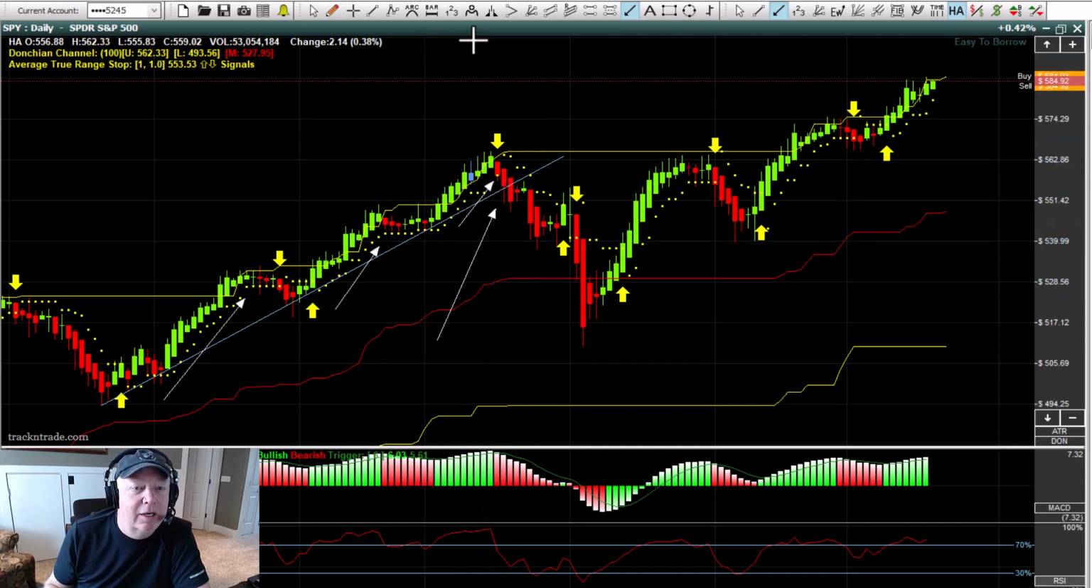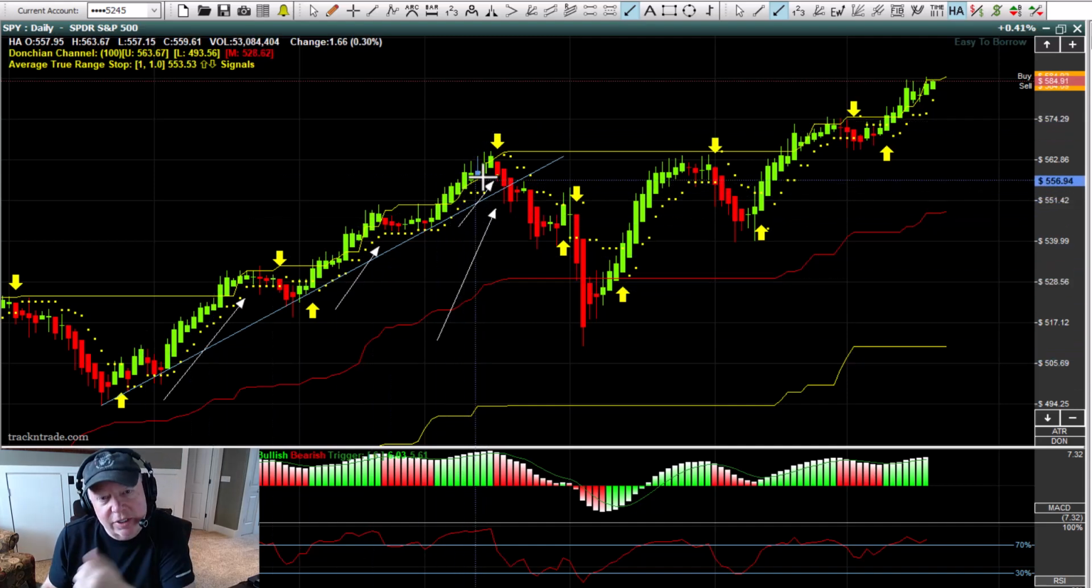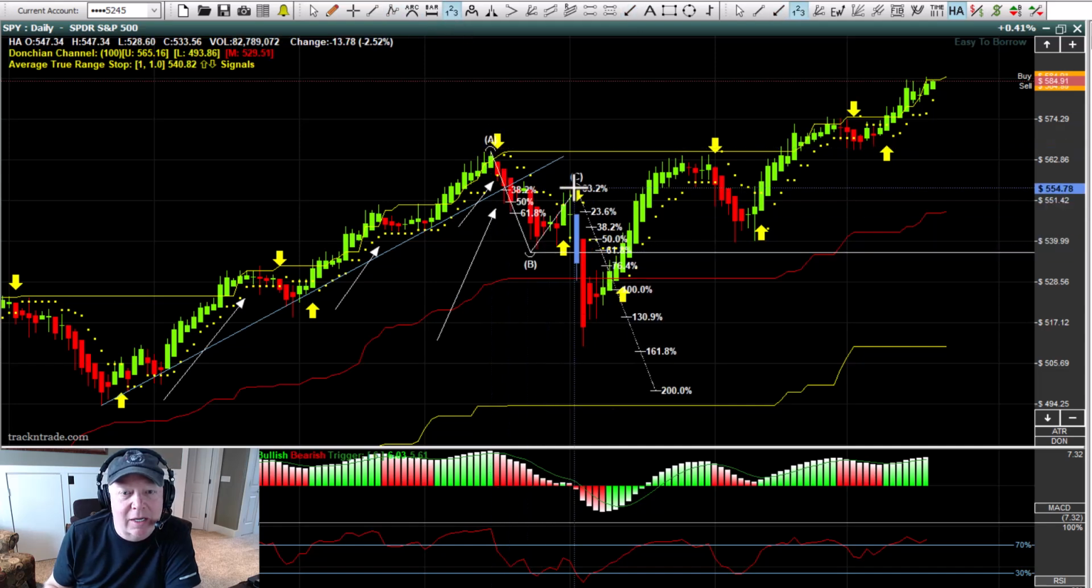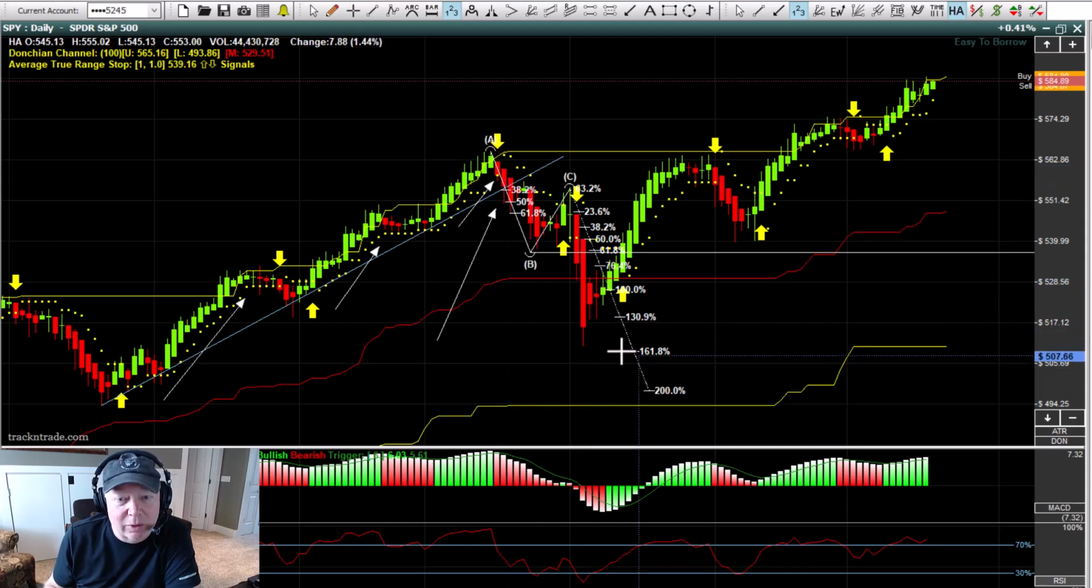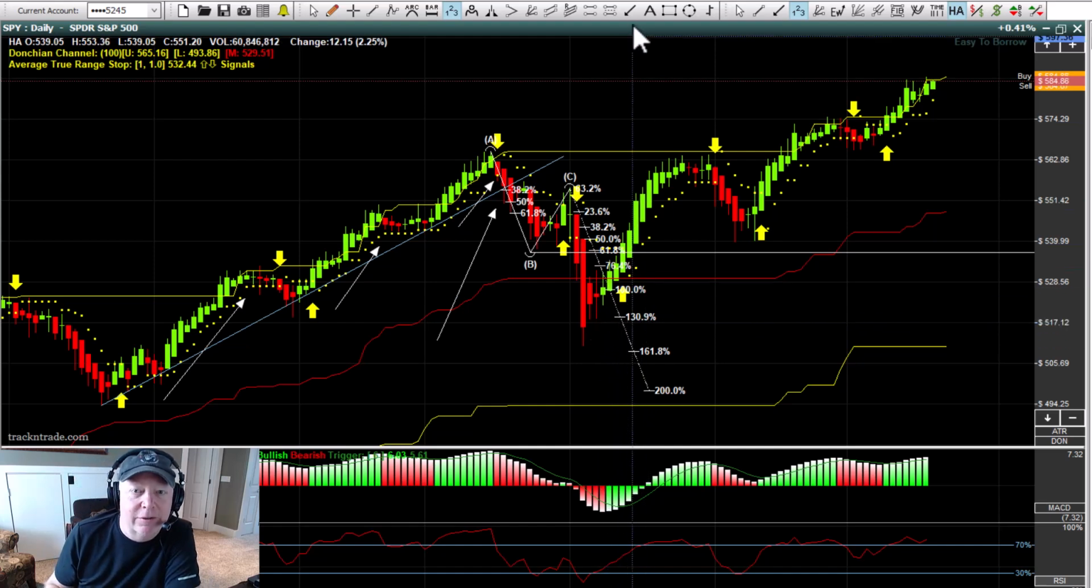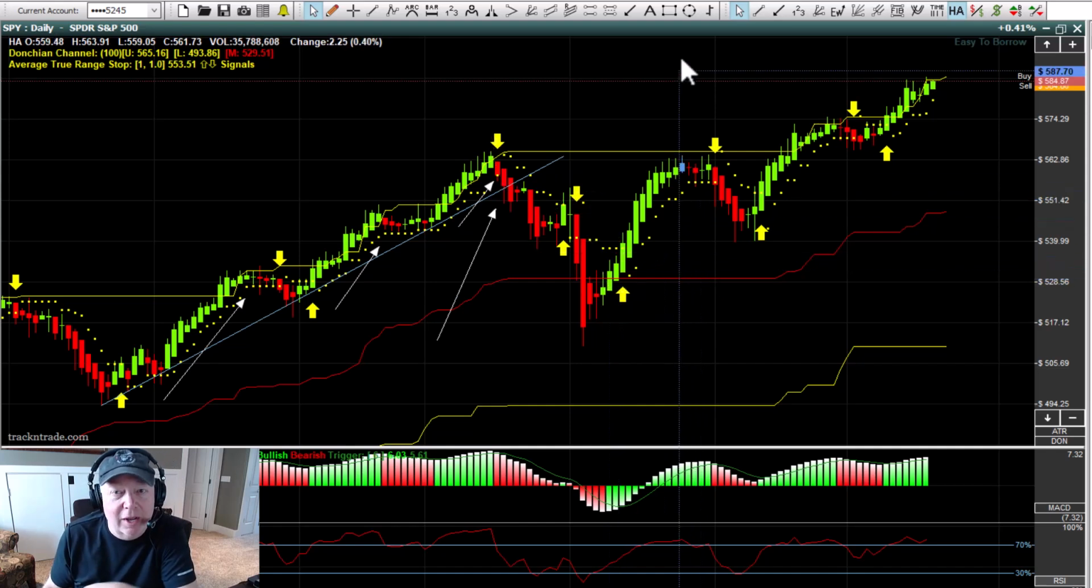I'm going to come in here and identify them. This is your A drive, this is your B drive, this is your C drive. And then we get the little ABC pattern off the back side, right? So we get A, B, C, and this market dropped right down just like a train on rails to 130.9, 161.8 on the Fibonacci projections. And then we start the thing all over again with the next 3-drive pattern, right? So now here we are into another 3-drive pattern. Let's go ahead and take a look at that.